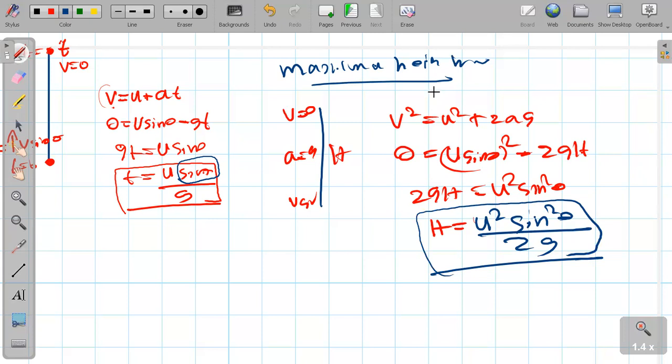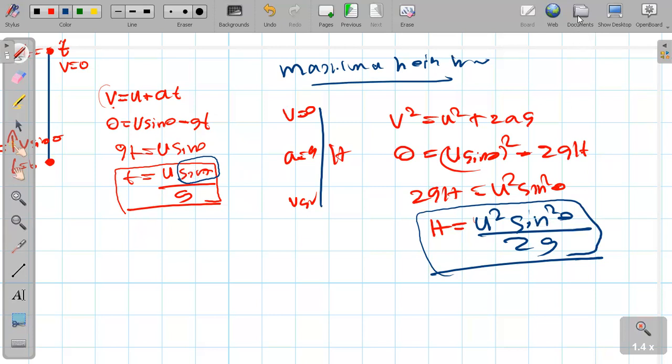It is v sin theta, but you wrote u. No, I'm talking about the previous week, when we were only talking about the vertical projectile. This is a different thing. This is with an angle. The initial velocity is u sin theta. So in the previous one it was without sin theta, and this one is with sin theta.